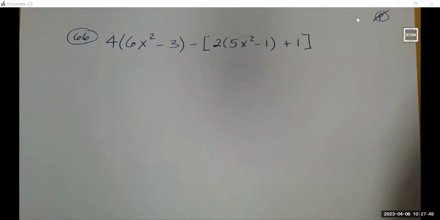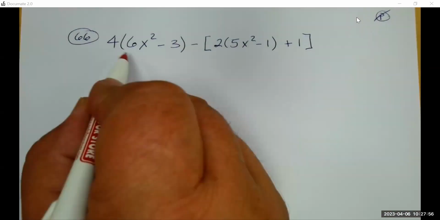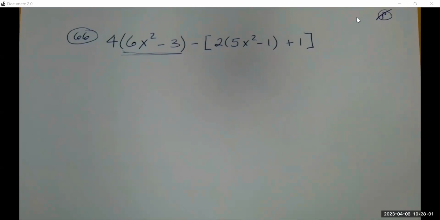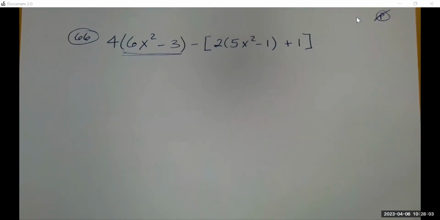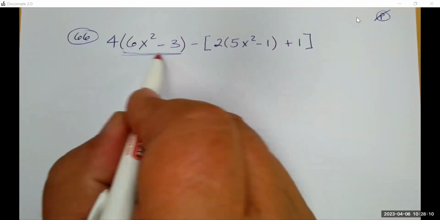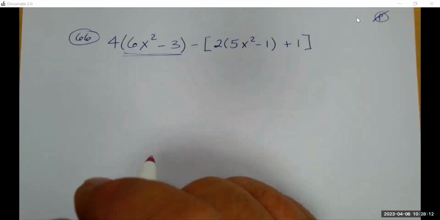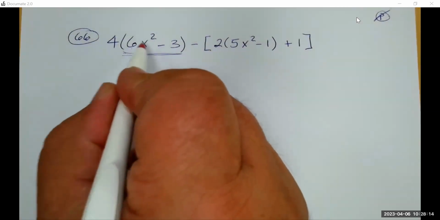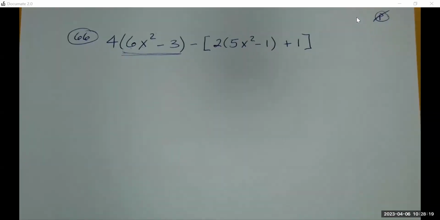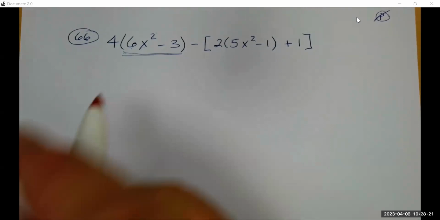Remember the order of operations. What do you start with? Well, I would say parentheses. Yeah, when you go left to right, you have a parenthesis, so you have to do inside here. Can we do anything inside there? This is 6x squared minus 3. Can we combine those? No, because this is x squared and this is not an x squared, apples and oranges. You can't combine them, so you can't do anything inside that one.